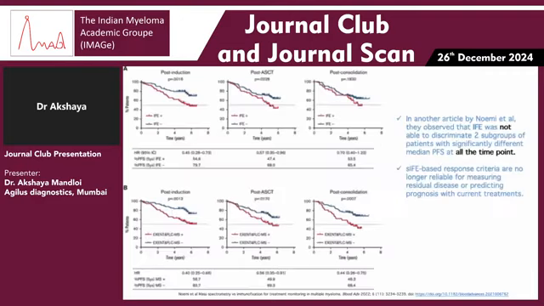So in another study by Dr. Naomi, they have shown that IFE is not able to discriminate between 2 different subgroups of patients at all time points.